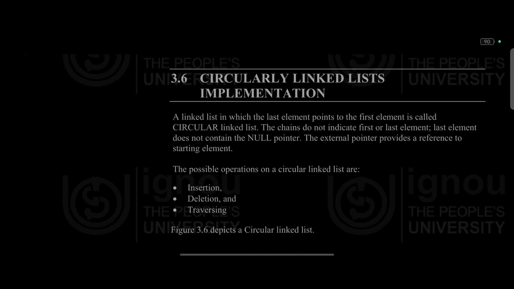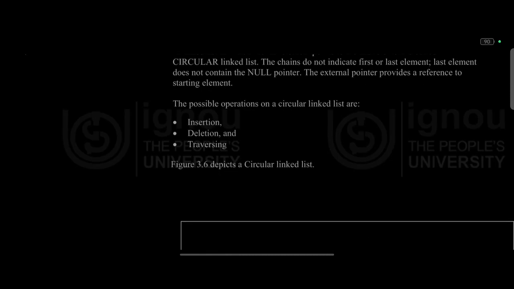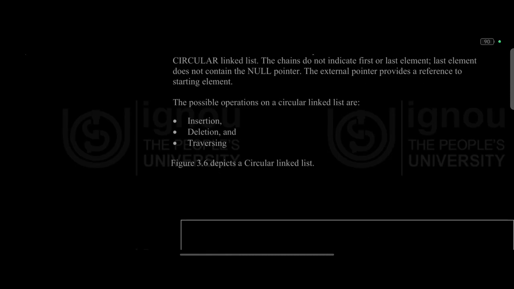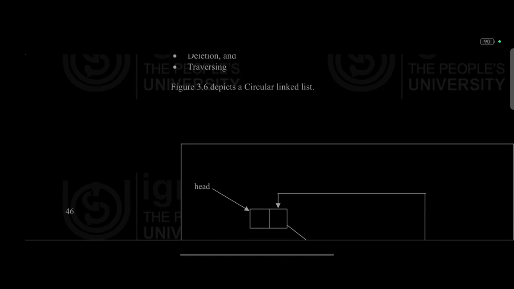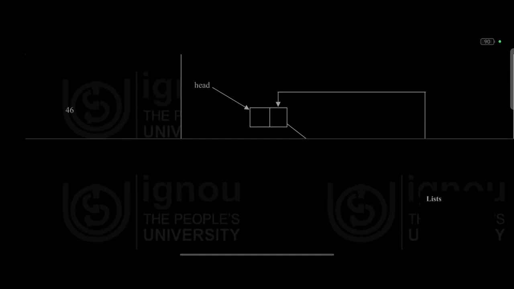Circularly linked list implementation. A linked list in which the last element points to the first element is called a circular linked list. The chains do not indicate first or last element. Last element does not contain the null pointer. The external pointer provides a reference to the starting element. The possible operations on a circular linked list are insertion, deletion, and traversing. Figure 3.6 depicts a circular linked list. Head list, you can see here.